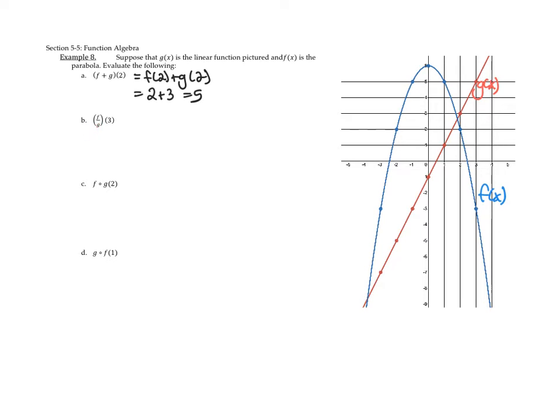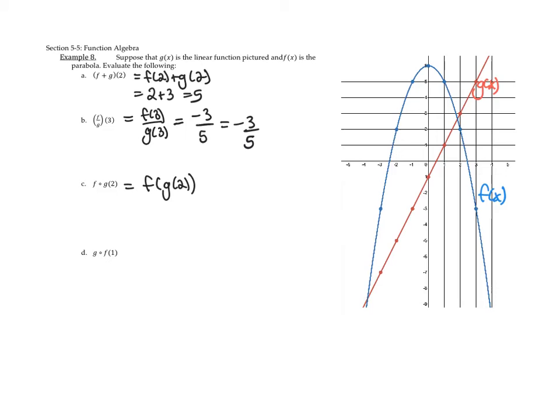Okay, f divided by g of 3 just means find f of 3 divided by g of 3. So we're just looking on the function value. So f at 3 is negative 3 divided by g of 3, which is 5. So negative 3/5.